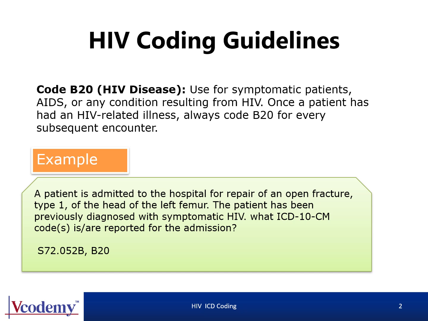Example, a patient is admitted to the hospital for repair of an open fracture type 1 of the head of the left femur. The patient has been previously diagnosed with symptomatic HIV. So the patient is admitted to the hospital for an unrelated HIV condition. So what are the codes and what is the sequencing direction? S72.052B. This is for the repair of an open fracture of the left femur. And also you need to add on a secondary code B20 to inform that the patient is a symptomatic AIDS patient.